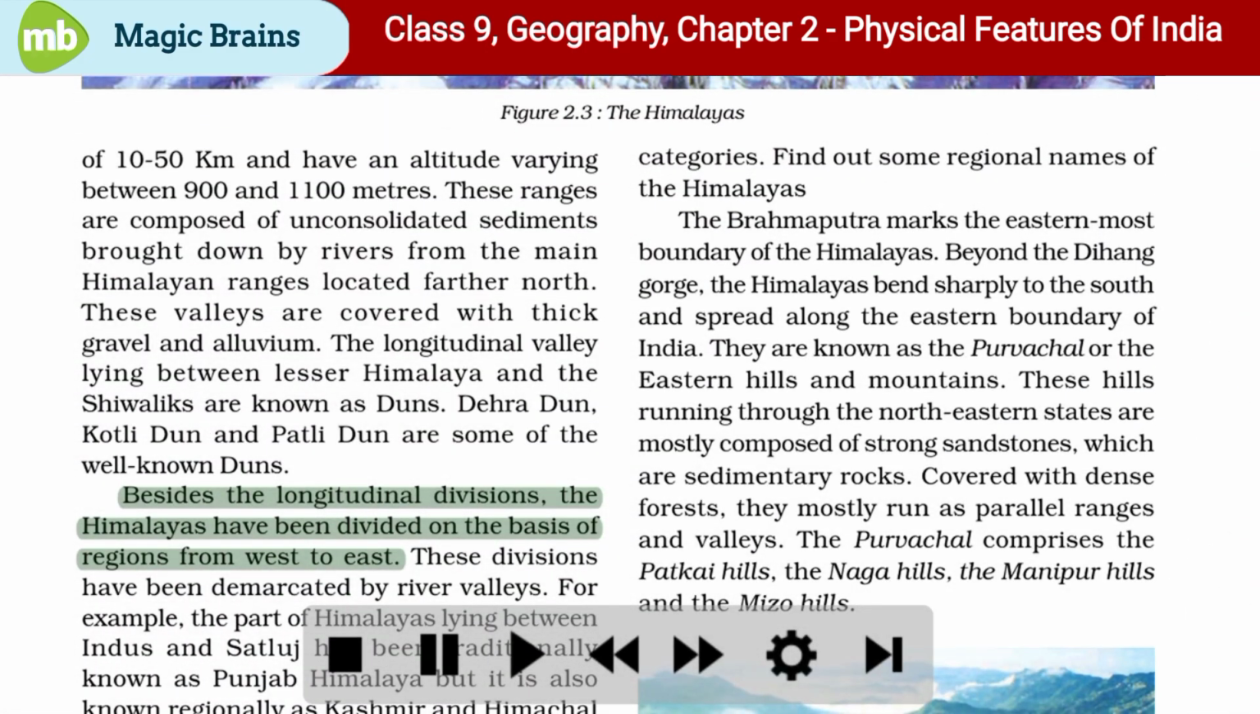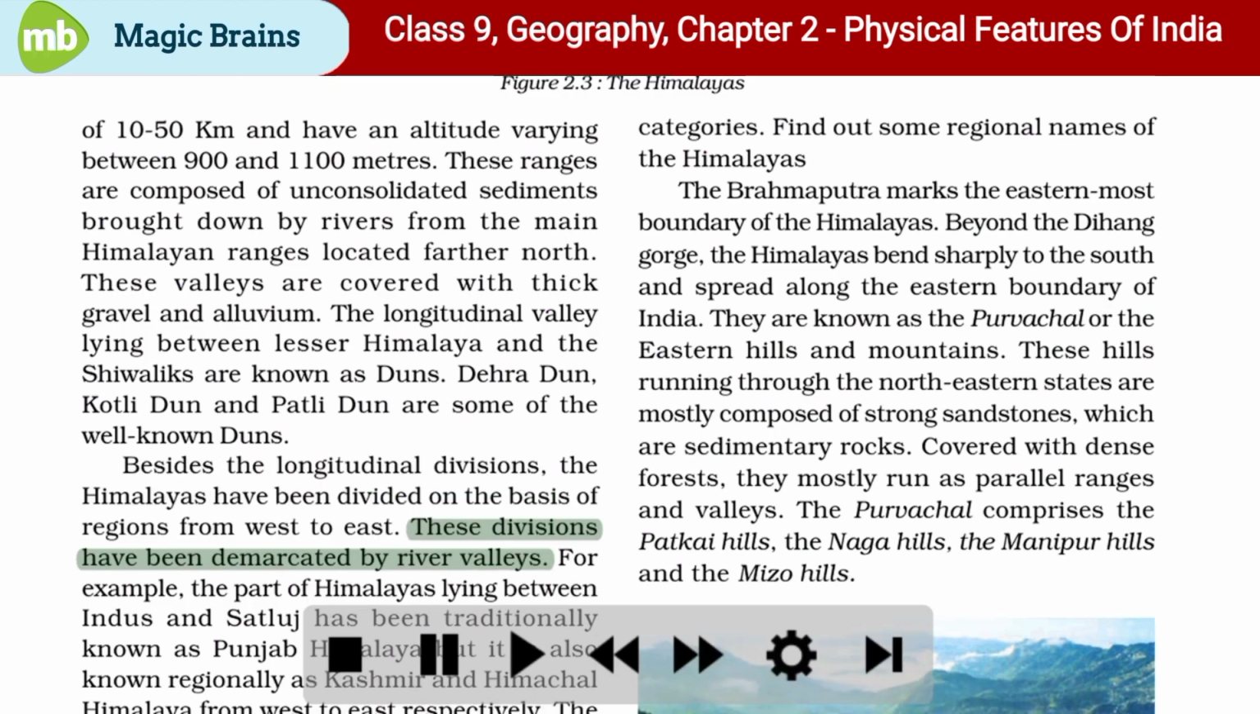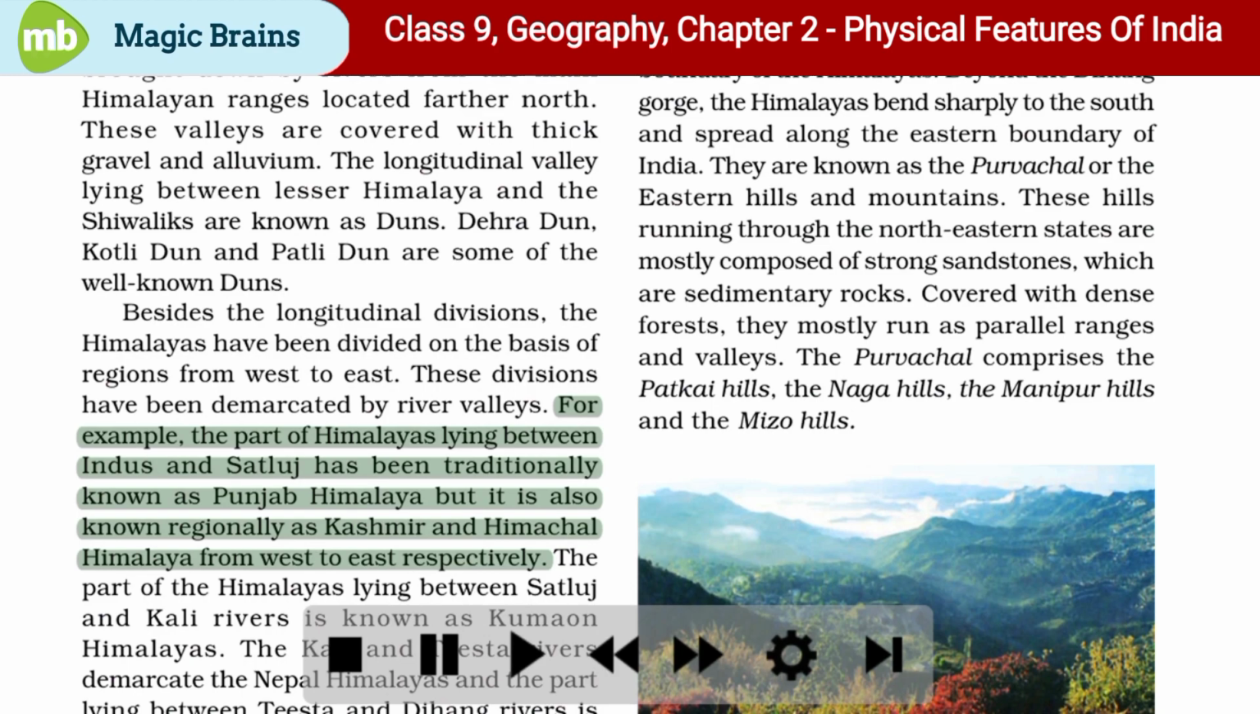Besides the longitudinal divisions, the Himalayas have been divided on the basis of regions from west to east. These divisions have been demarcated by river valleys. For example, the part of the Himalayas lying between the Indus and Satluj has been traditionally known as Punjab Himalaya, but it is also known regionally as Kashmir and Himachal Himalaya from west to east respectively.